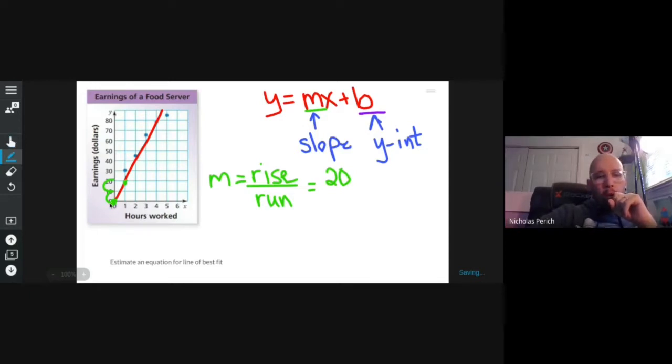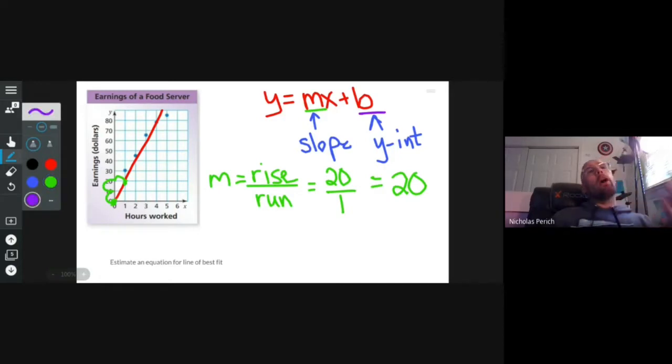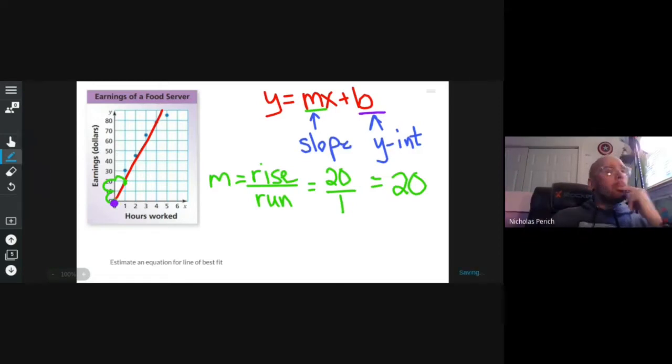When I go over, am I going over by tens? No, I'm just going over by 1. So over 1 is over 1. So my slope is 20 over 1. Let me get my calculator. 20 divided by 1 is 20. So my slope is 20. My y-intercept is where the red line that I created crosses the y-axis. Here's my y-axis, and my red line crosses the y-axis right here at 0. So my y-intercept is 0.